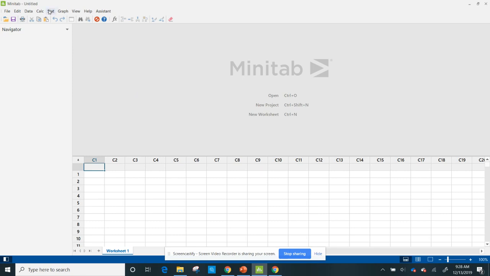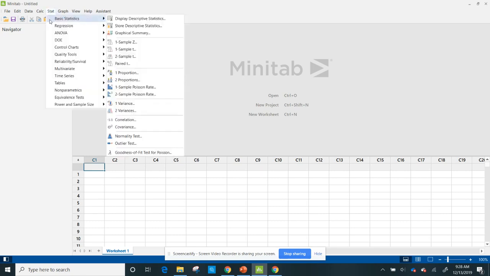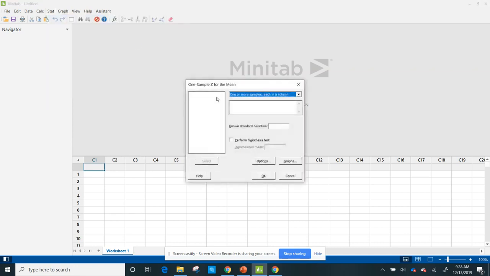My first thing to do is go to basic statistics and then to one sample Z right here. And it's going to bring it up. Since I'm not using any data, remember the problem gave me no data to use, I'm going to click on this little down arrow and do summarize data. It gives me a different screen. So remember my sample size was 36, my sample mean was 69, and my known standard deviation is 3. This known standard deviation is the same thing as the population standard deviation.